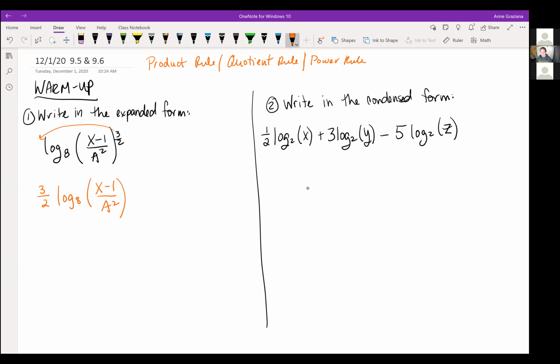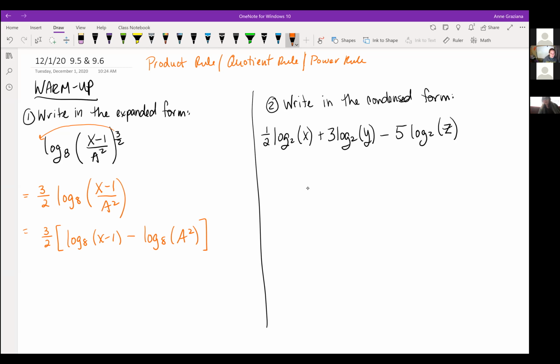See, before we take that power to the front, before we parachute it to the front, we really can't operate with that quotient rule because it doesn't tell us anything if the quotient is raised to a power. Okay, so now this is the same as saying 3/2 times log base 8 of x minus 1 minus log base 8 of a squared. Okay.